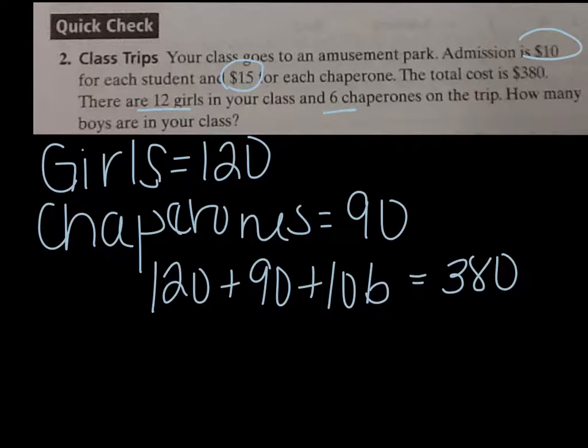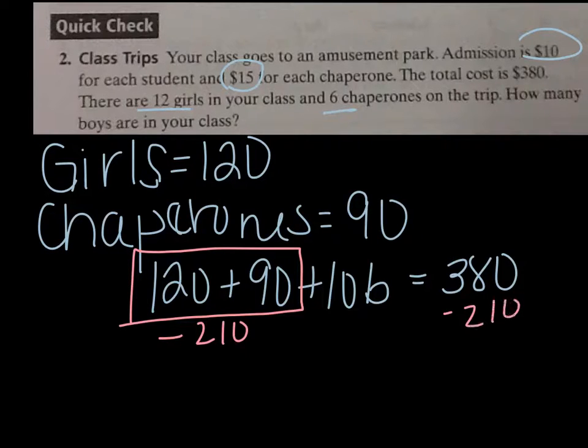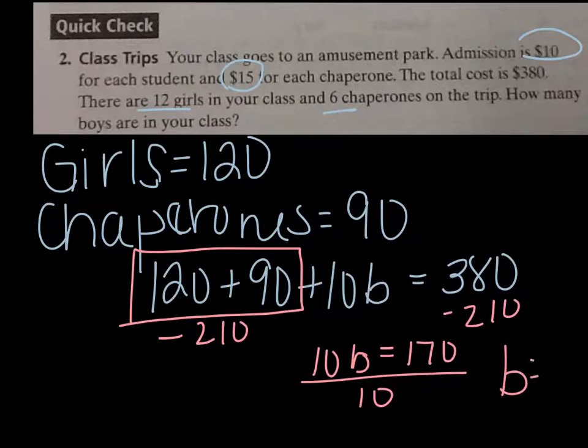Now this is an equation. This time my like terms are not things with variables, numbers can still be like terms. 120 plus 90 is 210. So I'm going to subtract 210 from this side, which means I have to subtract 210 from the other side. So $10 per boy. I paid $170 in boys' tickets, and divide by 10 means that there are 17 boys going.